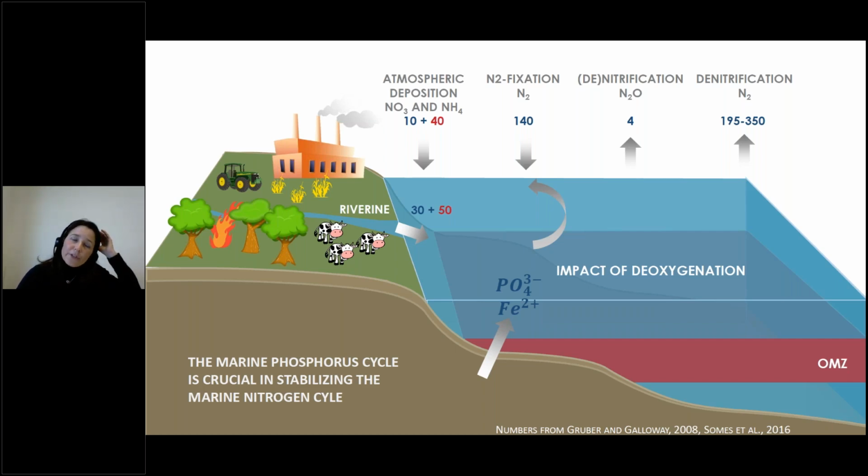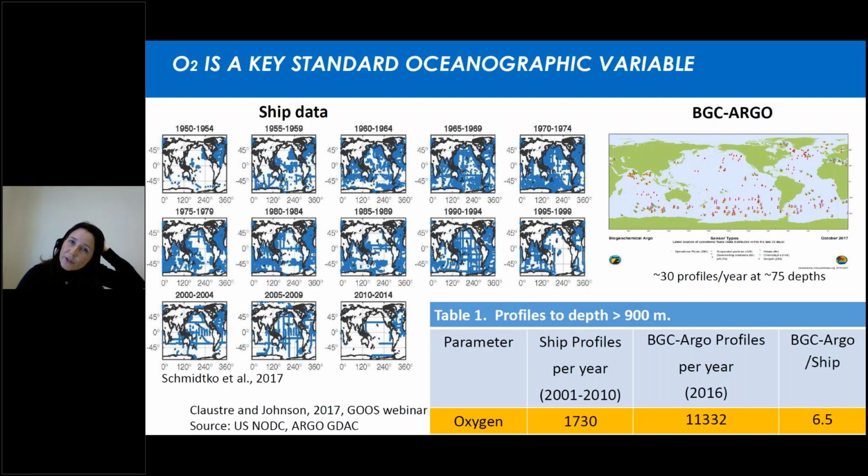If we speak about observation now, oxygen is a key standard oceanographic variable. Here you have the ship observations that we have collected since 1950. This shows mainly the transects of the World Ocean Experiment and the GO-SHIP experiment that you can see here since 1919. And this is on the left. On the right, you can see the biogeochemical Argo floats that are equipped with oxygen sensors. We have more and more floats. We have more or less 300 floats in the ocean now.